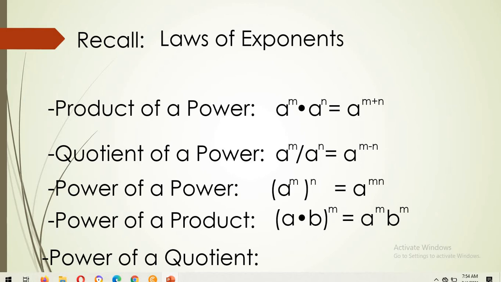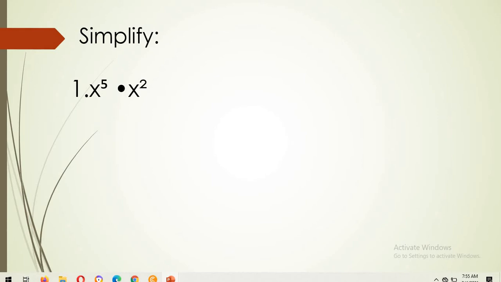Next is quotient. We have power of a quotient. Parehas lang din nun. Ito lang ay nasa division ng operation. So, just distribute the exponent. So, it will become A raised to M over B raised to M. Let's have an example here.